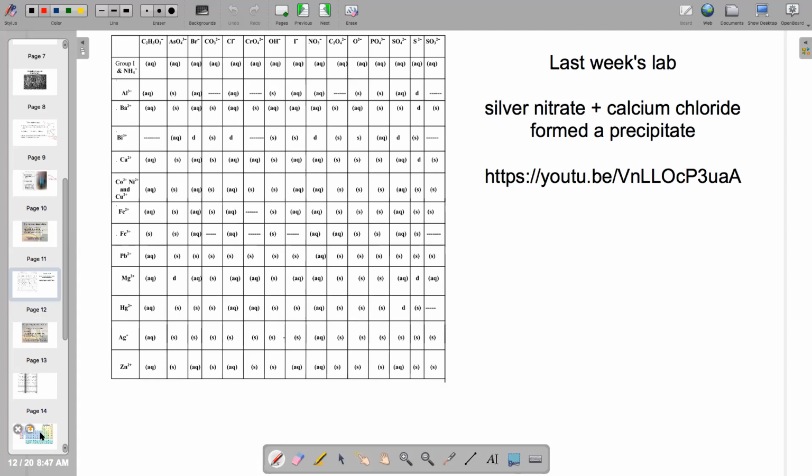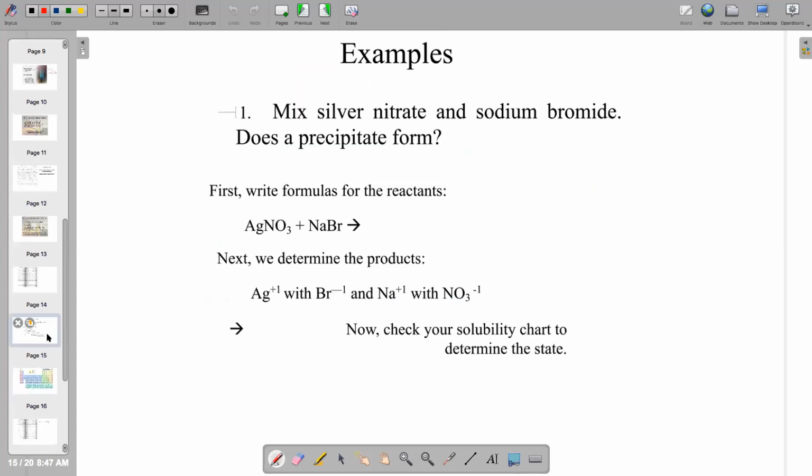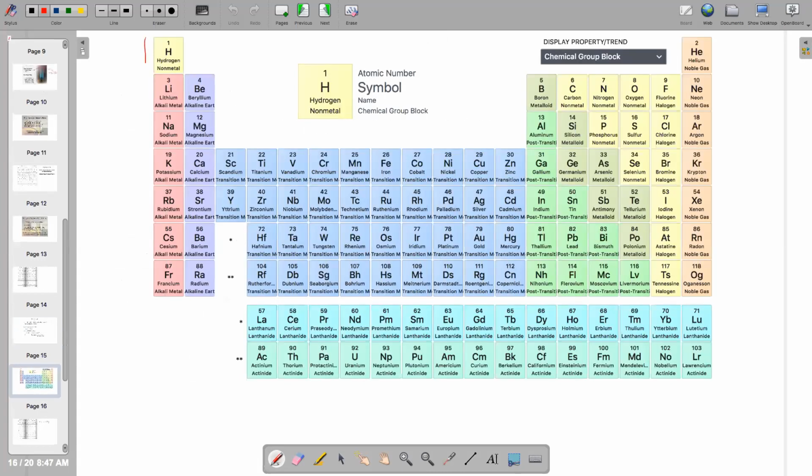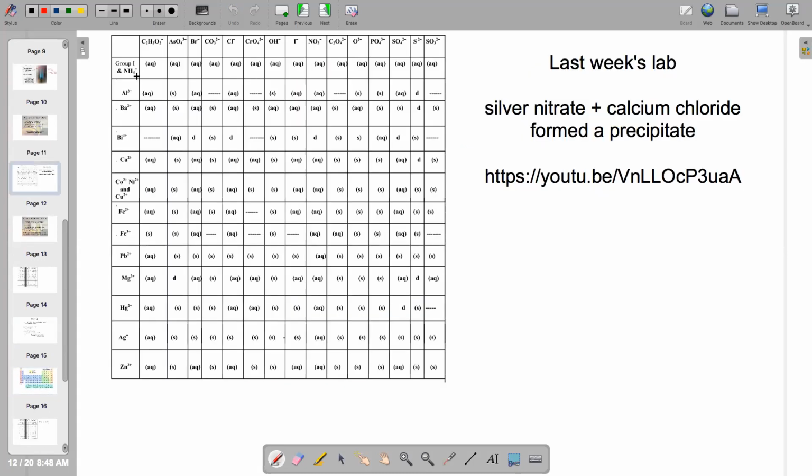Group 1 elements, those are the alkali metals. So the alkali metals are all of these. When it says group 1 elements, that refers to everything in this column: hydrogen, lithium, sodium, potassium, rubidium, cesium, and francium. In addition to that, there's the ammonium ion. So anything that's in group 1 plus the ammonium ion, that's all in this row. But then there's other things: aluminum 3+, barium 2+, bismuth 3+, calcium 2+, and so on and so forth.